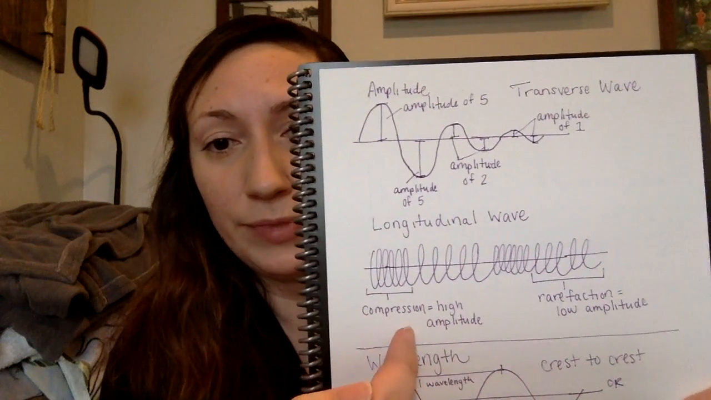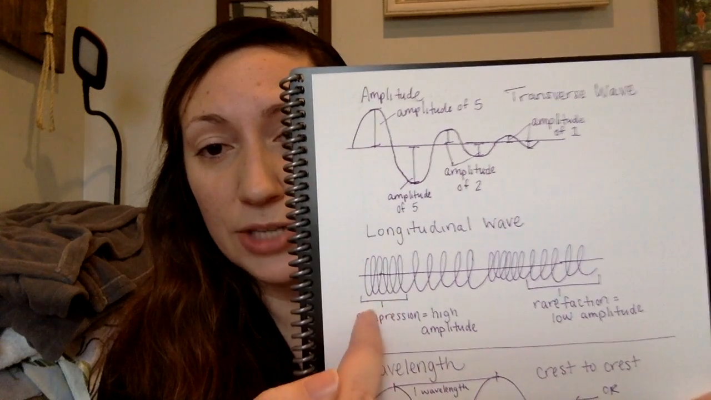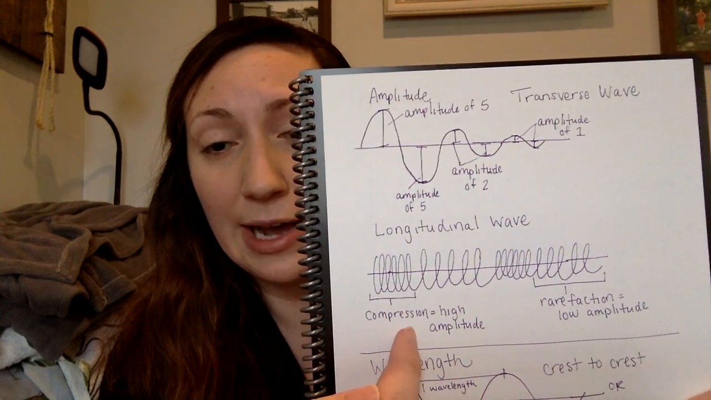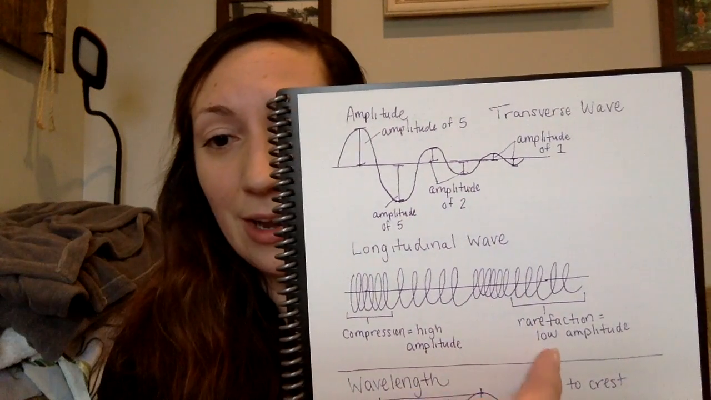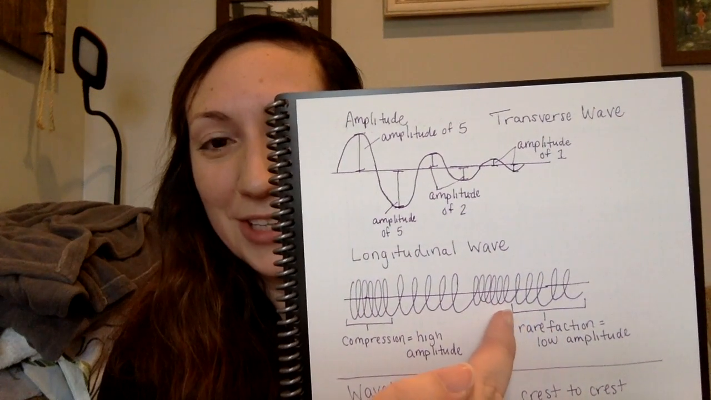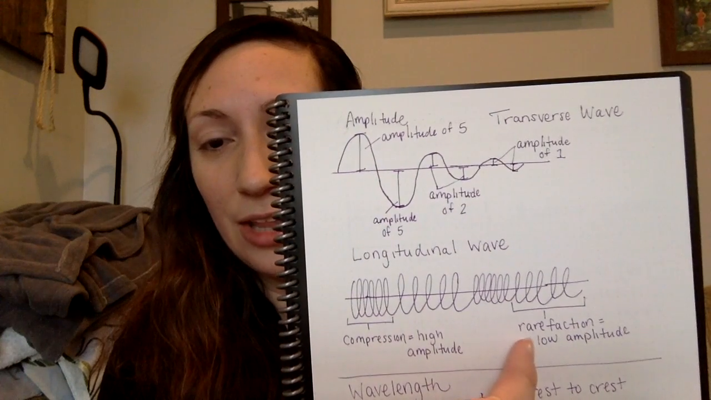Now, an amplitude in a longitudinal wave is how many compressions are together or how many rarefactions there are. If there are more compressions together, that means it's a high amplitude. If it's not many compressions, if there are rarefactions, it's a low amplitude. So I have a picture here. So this would be called a compression, where all the coils are together, and that would mean it's high amplitude. And then over here you have rarefactions, and this becomes a low amplitude.